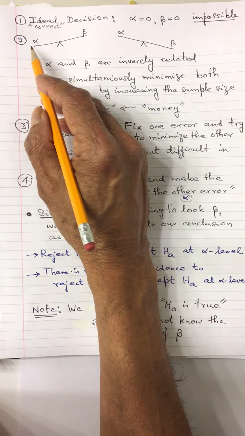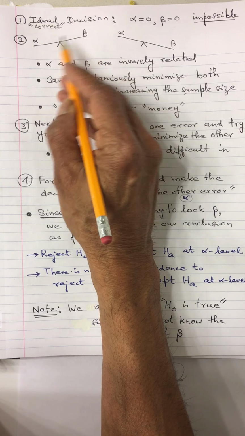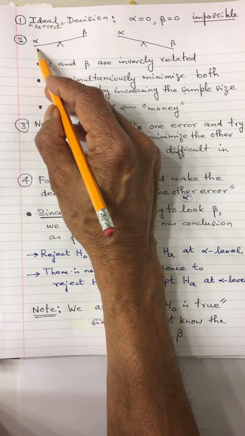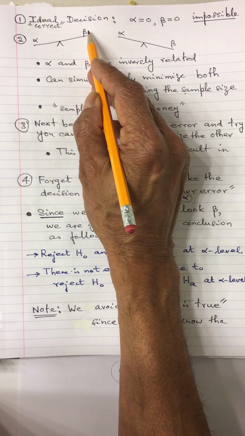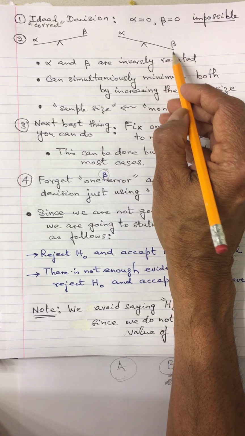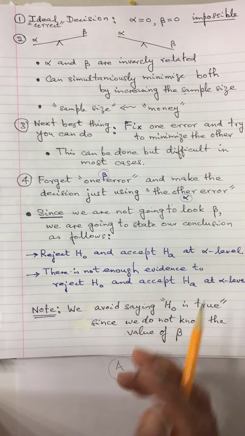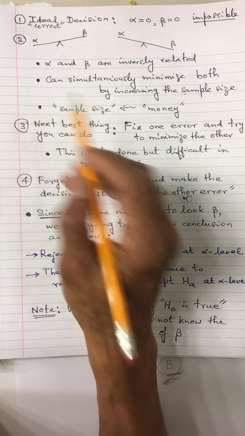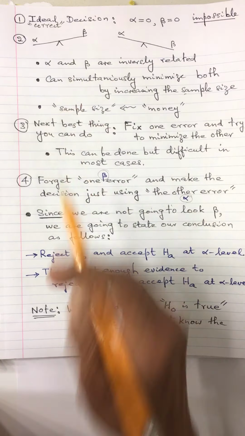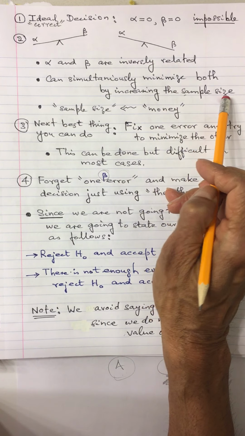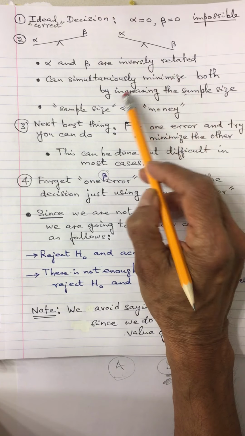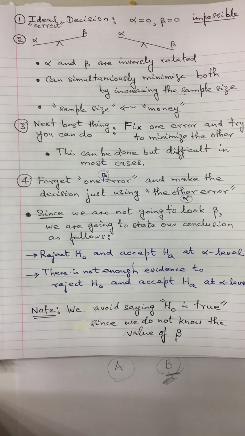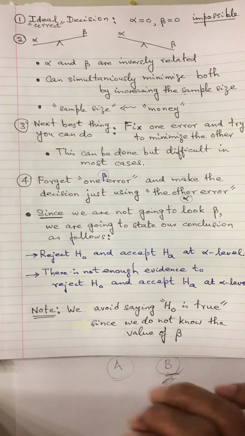What happens is that alpha and beta are inversely related. When the alpha error, the type 1 error, goes down, the beta type 2 error goes up. In the same way, when beta goes down, alpha goes up. They are inversely related. So if you want to minimize both errors, you need to increase the sample size. If you increase the sample size, you can minimize both at the same time.